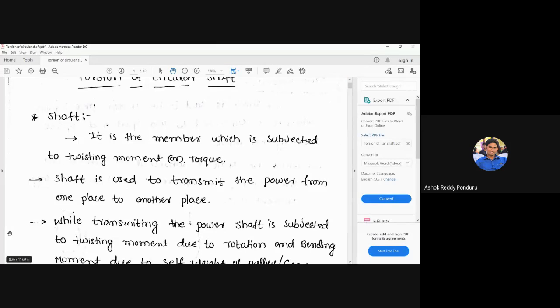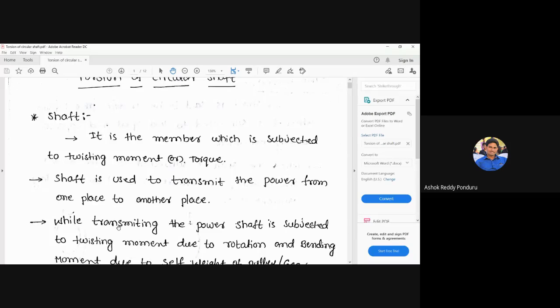It is a member which is subjected to twisting moment or torque. That kind of member we are calling a shaft. In the first class, I told that while designing the member, first we have to identify the member.